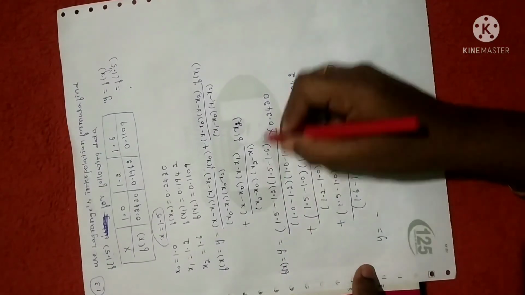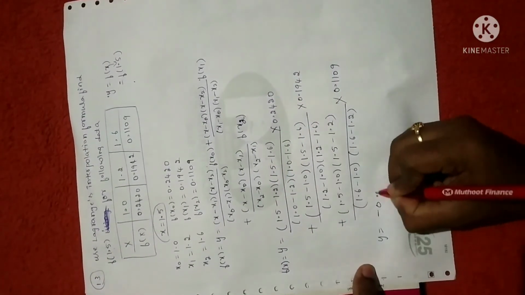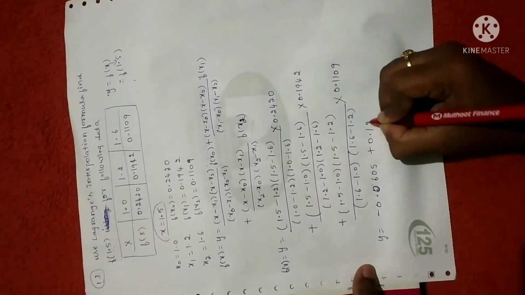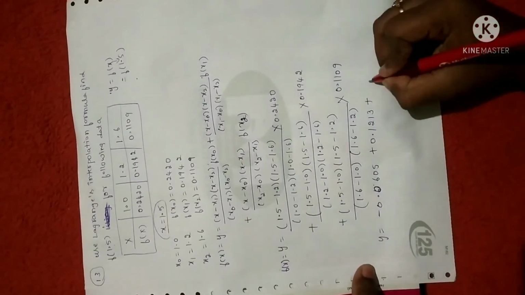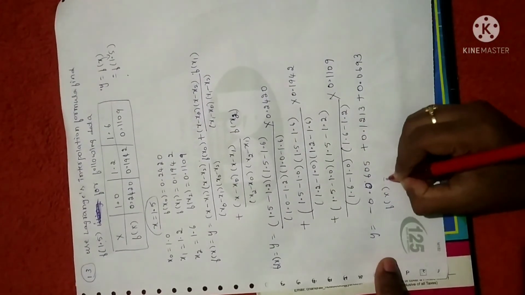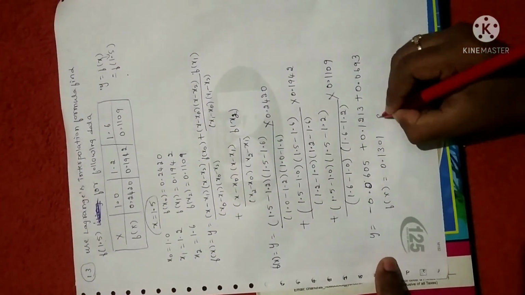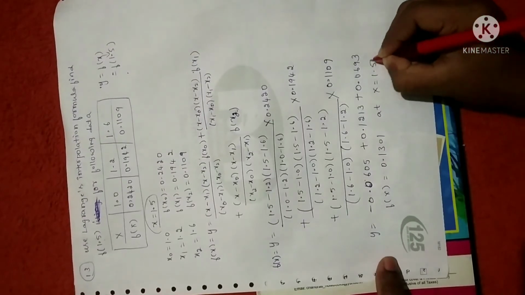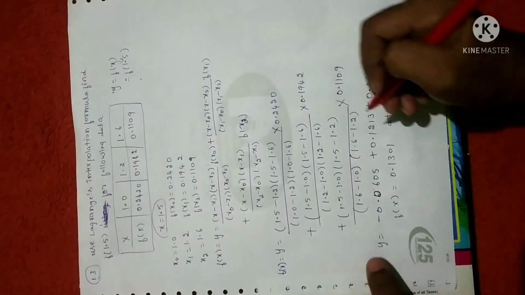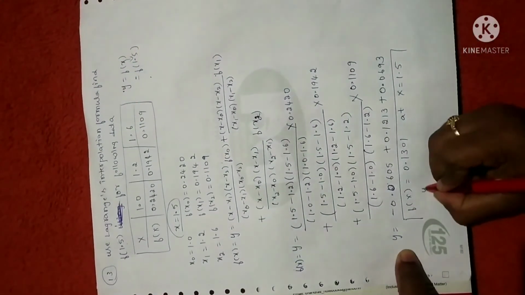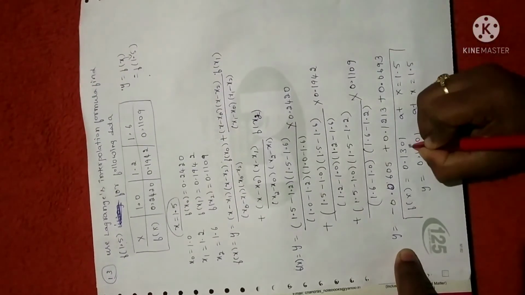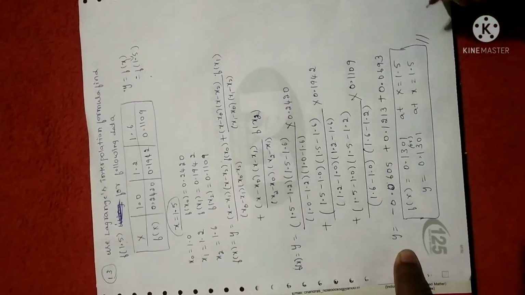When you simplify the first term as I showed, you will get minus 0.0605. For the second term, 0.1213. For the third term, you will get 0.0693. So after simplification you will get f of x is equal to 0.1301 at x is equal to 1.5. Why? Because we need the value where we have taken x value as 1.5. So this is the required value of f of x at x is equal to 1.5, or we can write y is equal to 0.1301 at x is equal to 1.5. One and the same. So this is the required solution.